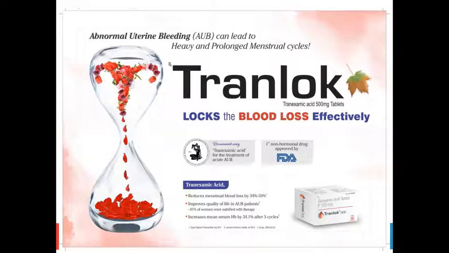Doctor, prescribe tranexamic acid as it reduces menstrual blood loss by 34 to 59%. It improves quality of life in AUB patients, and it increases mean serum hemoglobin by 34% after 3 cycles.